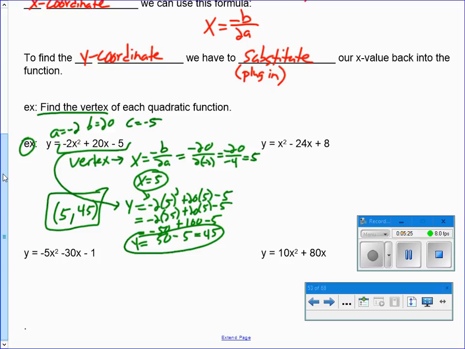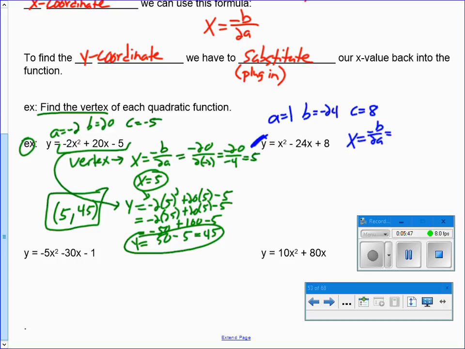The second example we'll do is going to be the same idea. Again, this one's already in standard form. I can look at it and say that a is 1, b is negative 24, and c is 8. So find the vertex. I'm going to start with that formula, negative b over 2a.